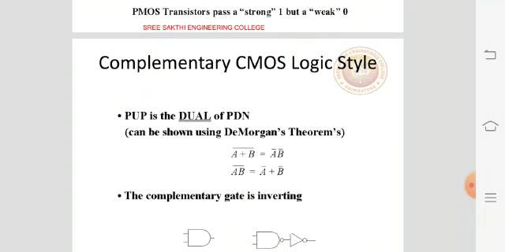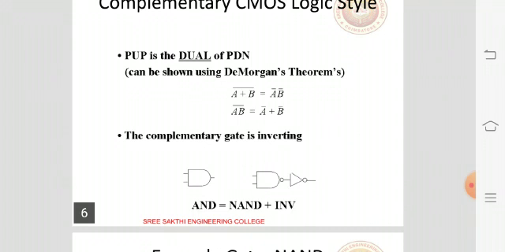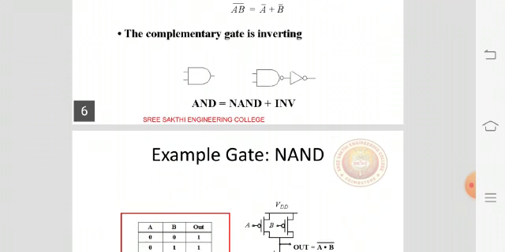Next one is complementary CMOS logic style. So in this we are going to use De Morgan's theorem for the PDN. (A plus b) whole bar is equal to a bar into b bar. (A b) whole bar is equal to a bar plus b bar. So this can be drawn with a logic diagram. AND is equal to NAND plus inversion, you can apply an AND gate.